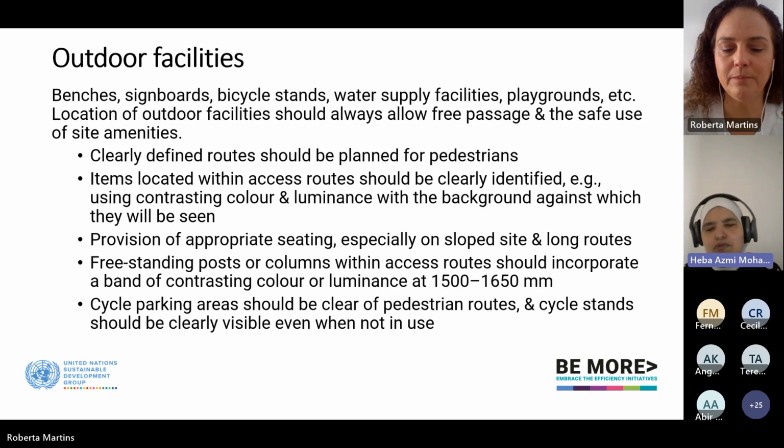Freestanding posts or columns within access routes also should incorporate a band of contrasting color or luminance around them in order to be easily identified. And I can't read this number, but from 1500 to 1650 millimeters should these visual markings be available. All right, then the cycle stands should be clearly identifiable, even when they are not in use by persons who are either sitting or standing. This is very important.